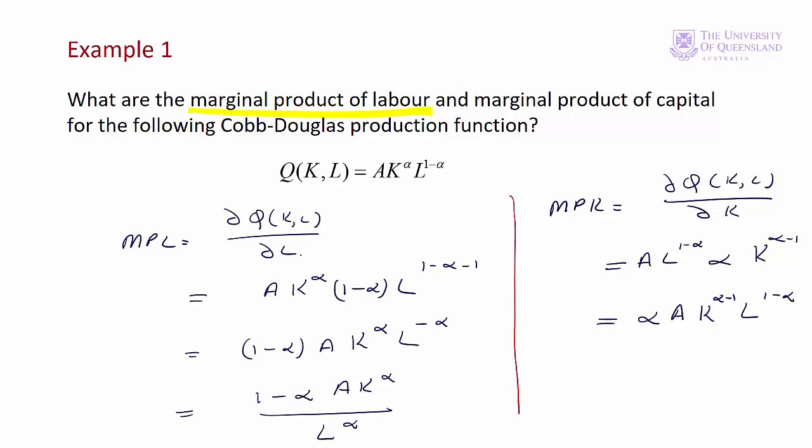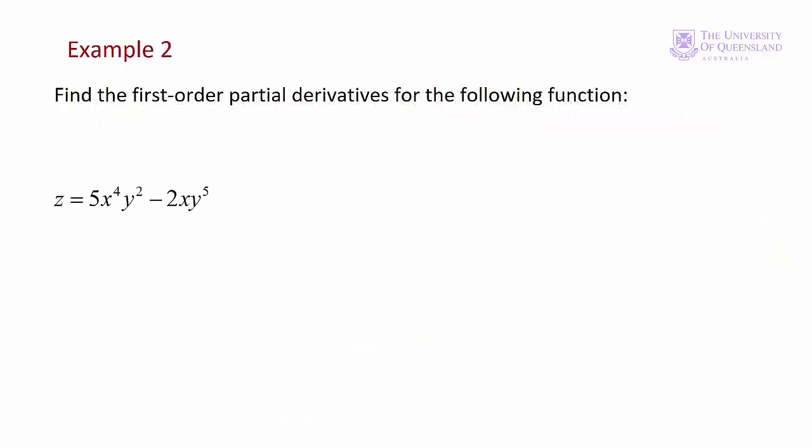Let's look at another example. Here we have z, a function of x and y. We want to find the first order partial derivatives. We'll start with the derivative with respect to x. That will be del z del x, or we could write that f1 prime of x and y. We're holding y constant and applying the power rule when we see an x.